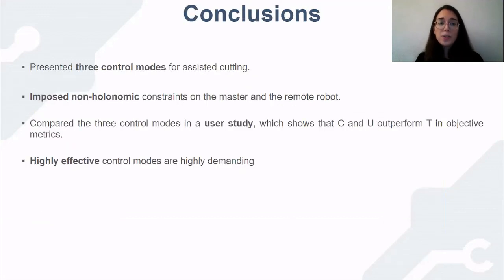So as a conclusion, we presented in this work three different control methods for assisted cutting. We imposed non-holonomic constraints on the master and on the remote robot, and we compared the three control modes in a user study, which shows that both the unicycle and the car-like approach outperform simple teleoperation in the objective metrics. It also showed the difference between the objective and the subjective metrics, and that the highly effective control modes are also highly demanding and are not necessarily preferred by the users.